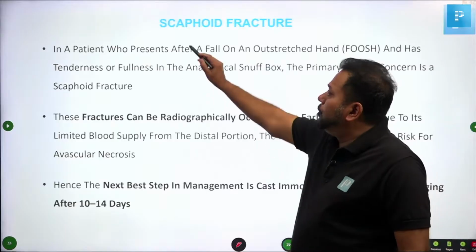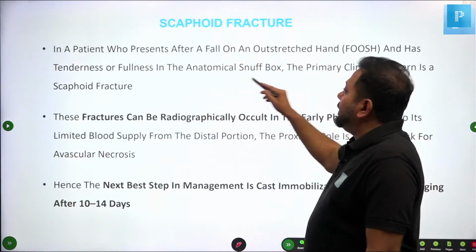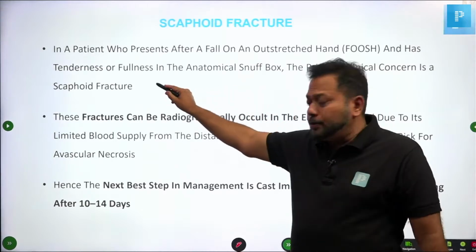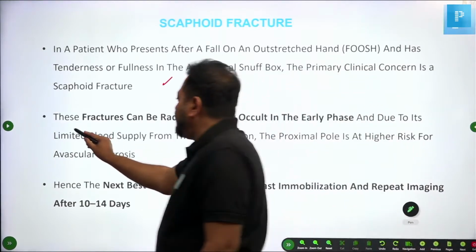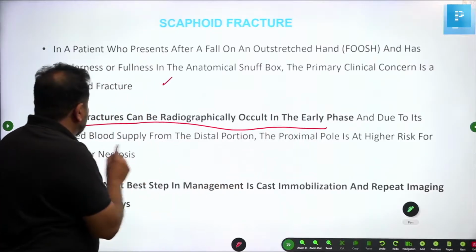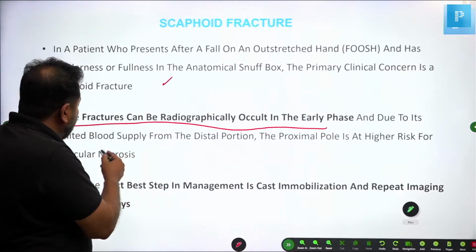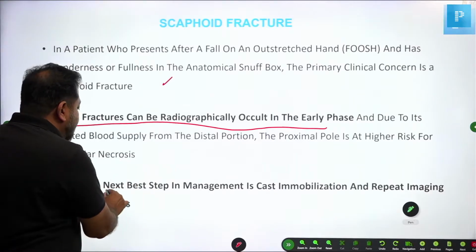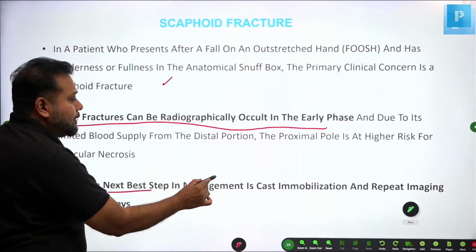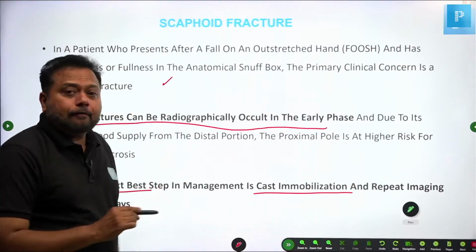Now coming to scaphoid fracture in a patient who presents after a fall on outstretched hand, the primary clinical diagnosis is scaphoid fracture. These fractures can be radiographically occult in early phases due to limited blood supply, and the proximal pole can go for avascular necrosis. Hence, the next best step is management in cast immobilization and repeat the X-ray after 14 days.